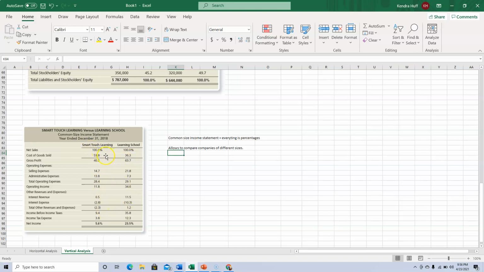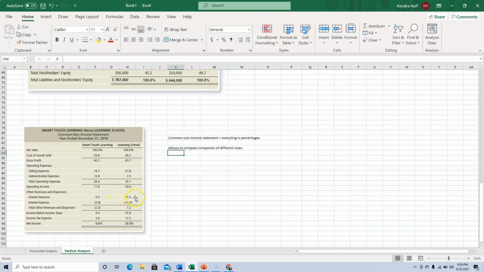So with Smart Touch Learning, they're spending 60% of every dollar on the inventory that they're turning around and selling, whereas this learning school is only spending 37%. So this company is making a lot more money because they're spending a lot less on the products that they're turning around and selling. All right. Or they're able to sell them for more. And so, you know, cost of goods sold isn't as much from each dollar that they're selling, because their selling expenses are quite high, but their admin expenses are less. So total operating expenses are similar.